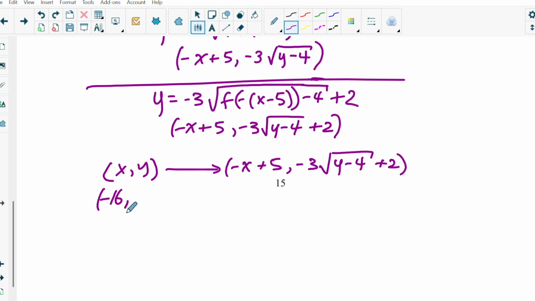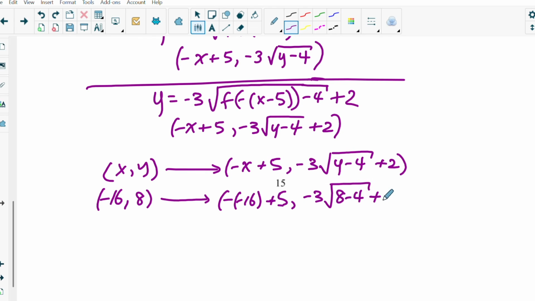So I have negative 16, 8, mapped to negative of negative 16, plus 5, negative 3 times square root of y, which is 8 minus 4, plus 2. So that's 16 plus 5, that's 21, comma, negative 3 times square root of 8 minus 4, which is 4, square root of 4 is 2, that's negative 6, plus 2, that's negative 4. So 21, negative 4. That's the new image point.